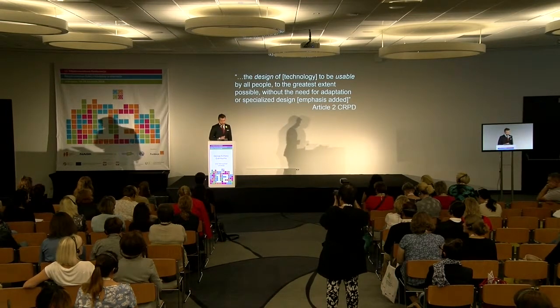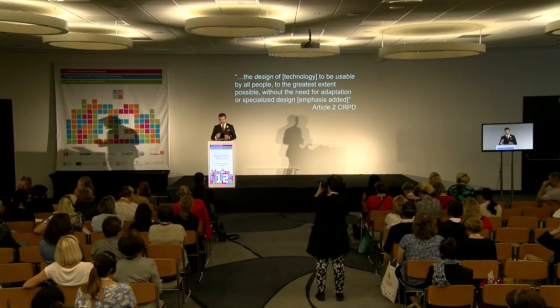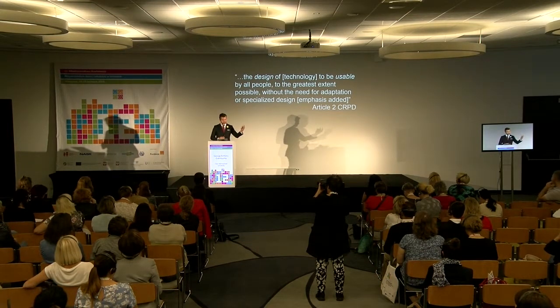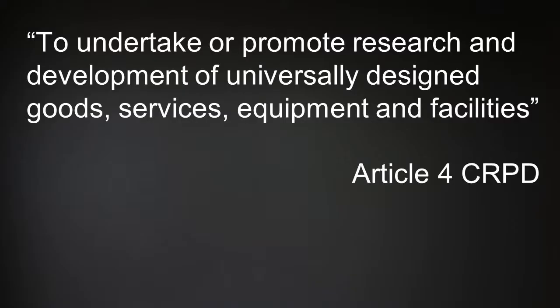It was also the first human rights treaty to recognize that states, countries such as Poland, have an obligation to undertake or promote research and development of universally designed goods, services, equipment, and facilities. And of course, this includes all aspects of technology. So when we talk about universal design as an approach to ensuring the safety and security of children online, we have to juxtapose the right to access the internet with the rights of children with disabilities and obligations to ensure universally designed technology.